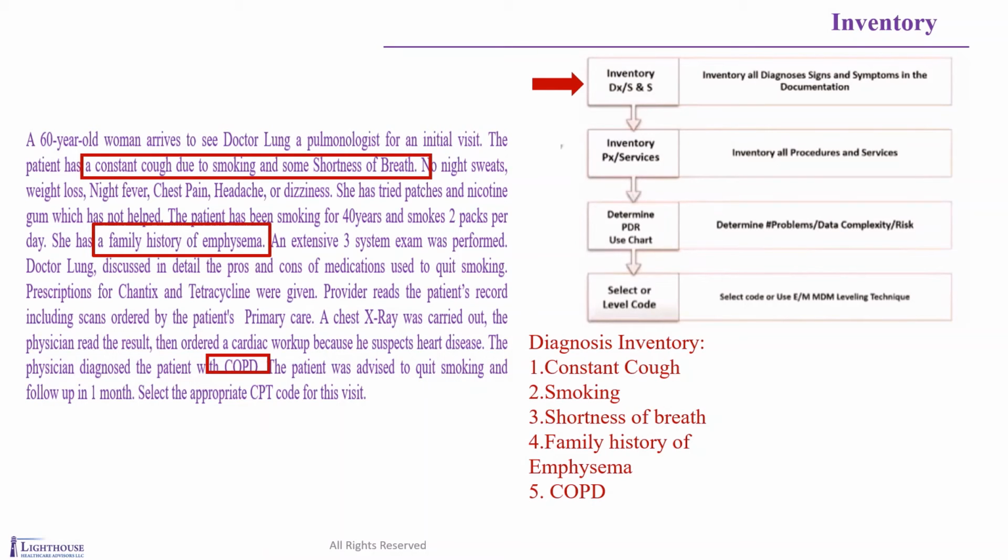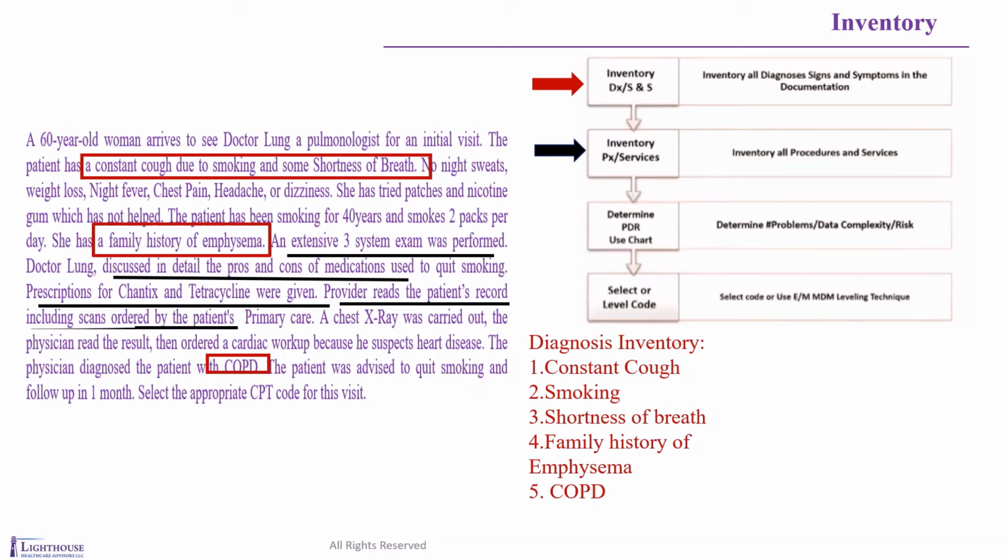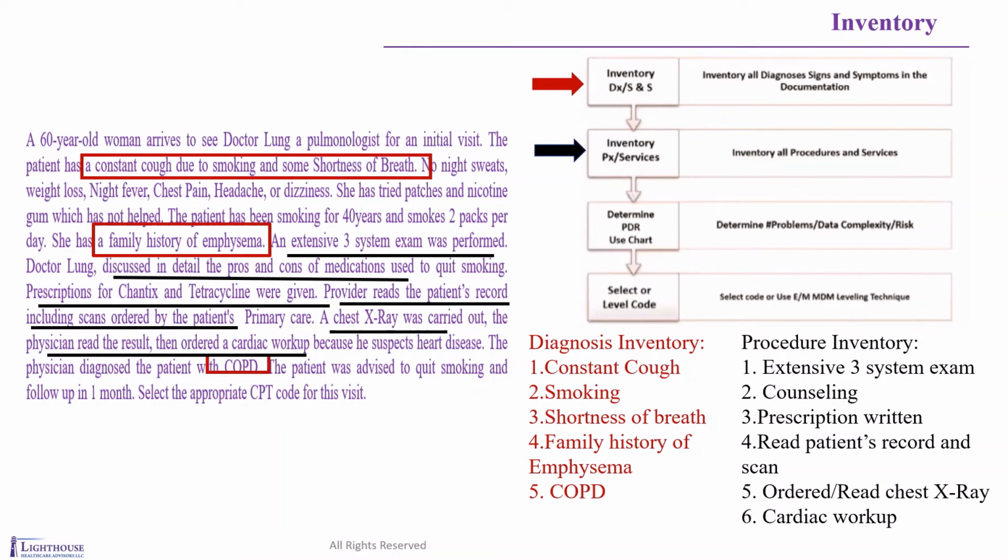Next, I am going to inventory the procedures and services. There are some services here. We have an extensive 3-system exam that was performed. The doctor discussed the pros and cons of medication used to quit smoking. There is a prescription. Read patient's record that was ordered from other PCP of the patient. Scans were ordered. A chest X-ray was performed. The physician read the result. The doctor ordered a cardiac workup. There are several things performed here. So I am listing the inventory here. It is easy for us to see when we audit.